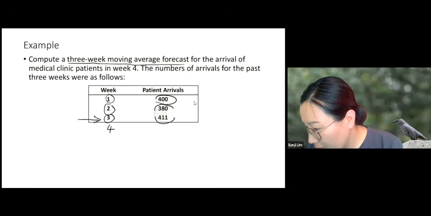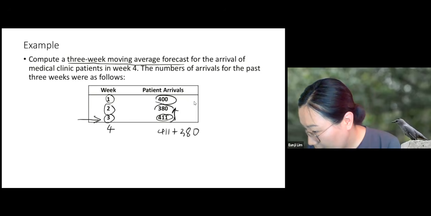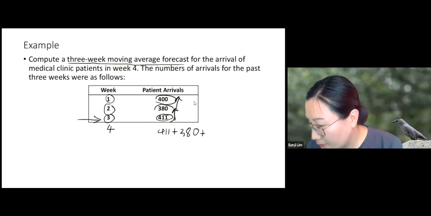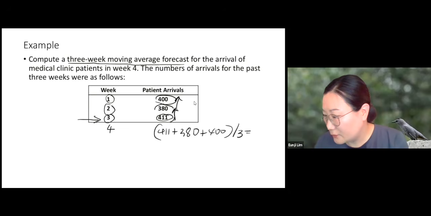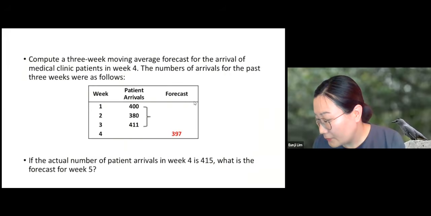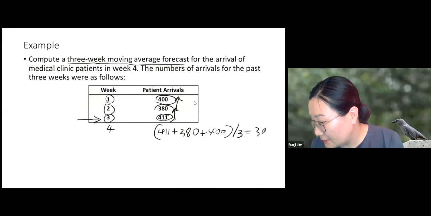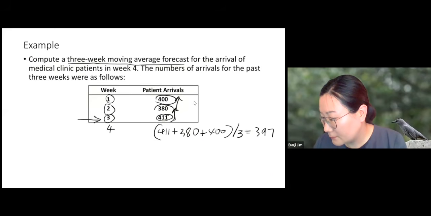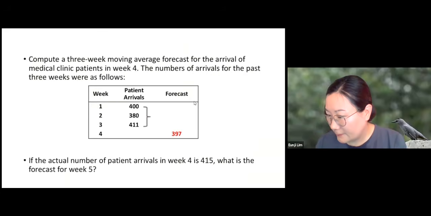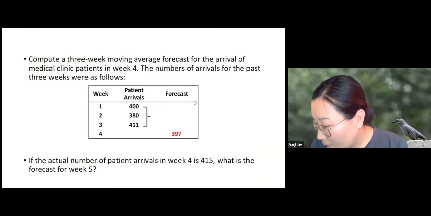So what's the most recent observation? 411. And the next one, 380. The next one, 400. And add them up, divided by 3. Then you get 397. Now that's our forecast for week 4.